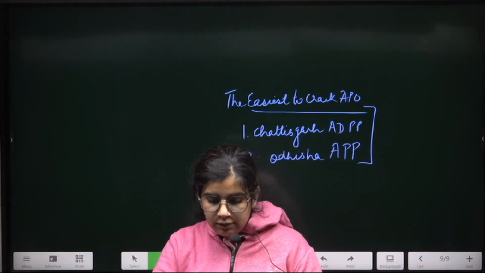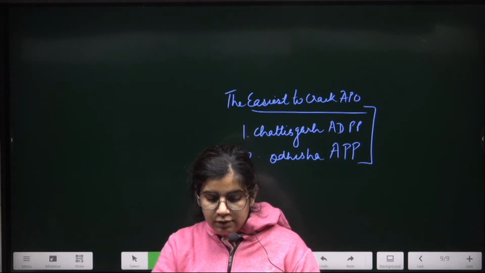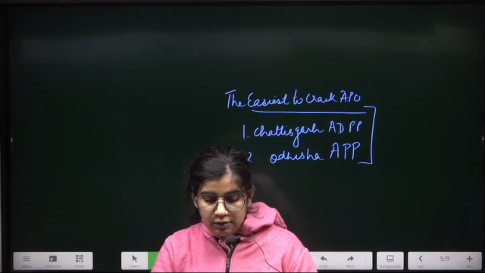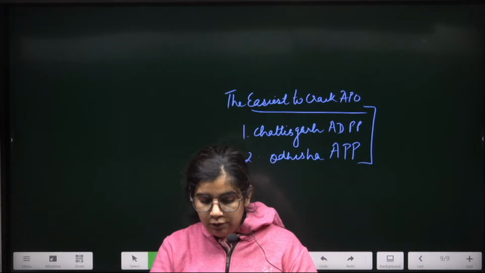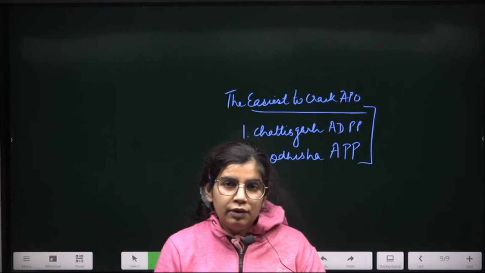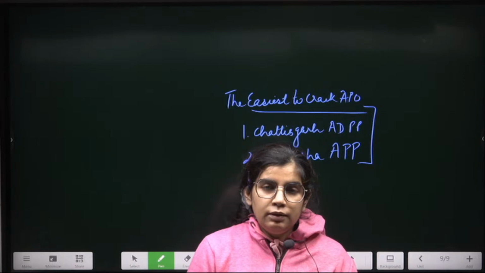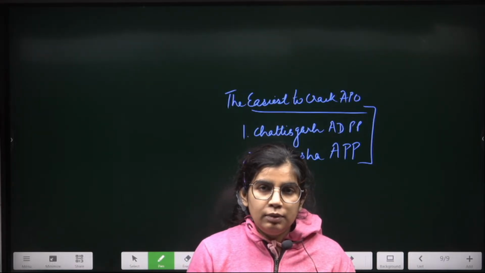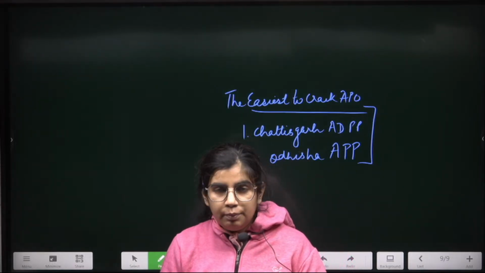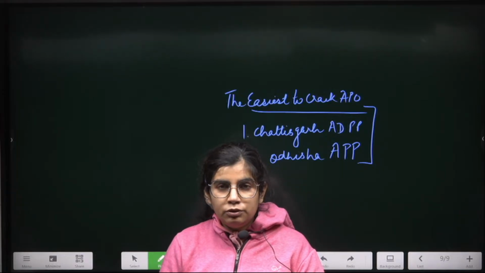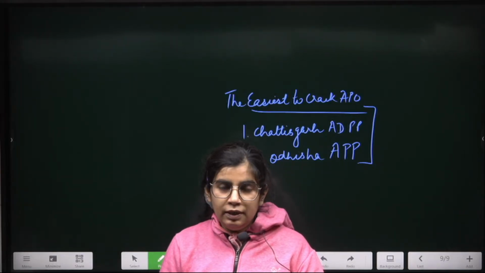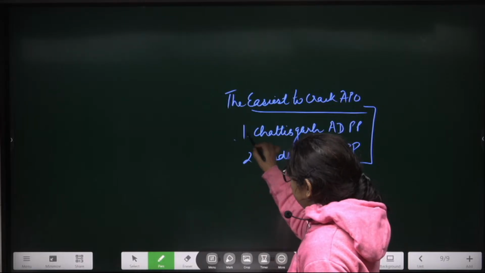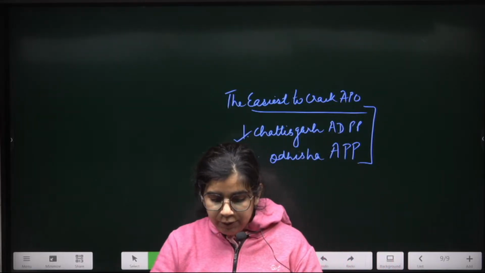Why is Chhattisgarh Assistant District Public Prosecutor the easiest? Because consistently it has high vacancies. The syllabus is mostly criminal law. Questions are mostly direct, straight from the text, and bare act based. And the competition is comparatively low on an all India level. So it is the easiest to crack.